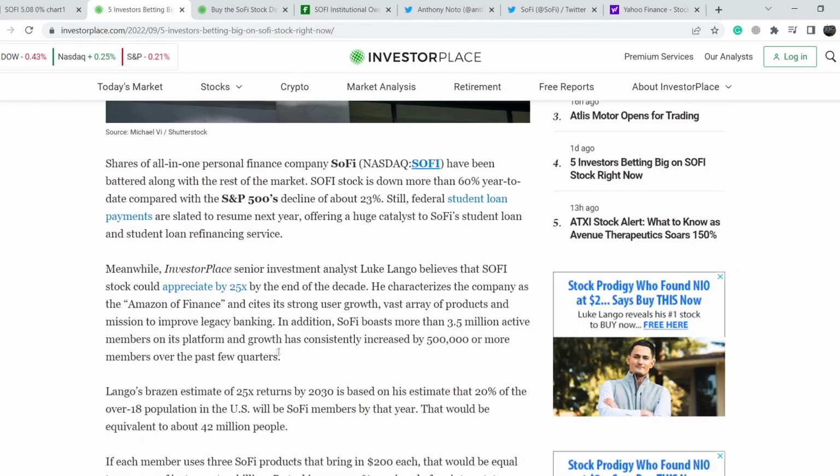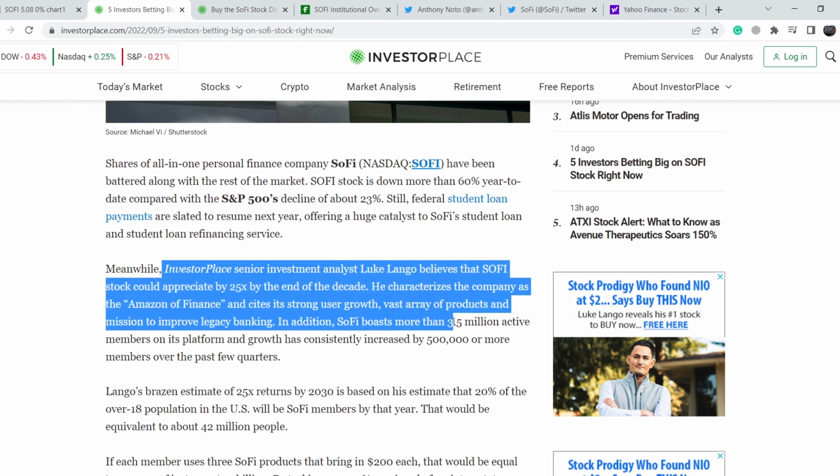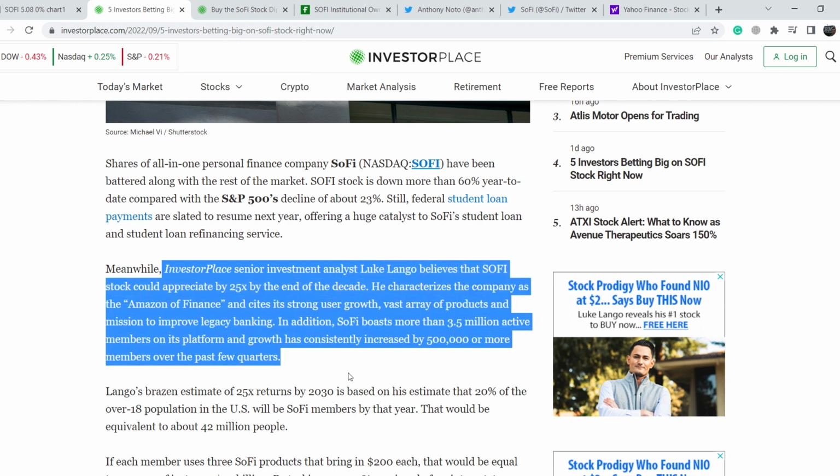The main idea of this article is that SOFI is in a downtrend, and it has to have a trend reversal because its fundamentals are very strong. Right here you can see that Luke Longo believes SOFI stock could appreciate by 25x by the end of the decade. He characterizes the company as the Amazon of finance and cites its strong user growth, vast array of products, and mission to improve legacy banking. In addition, SOFI boasts more than 3.5 million active members on its platform, and growth has consistently increased by 500,000 or more members over the past few quarters.